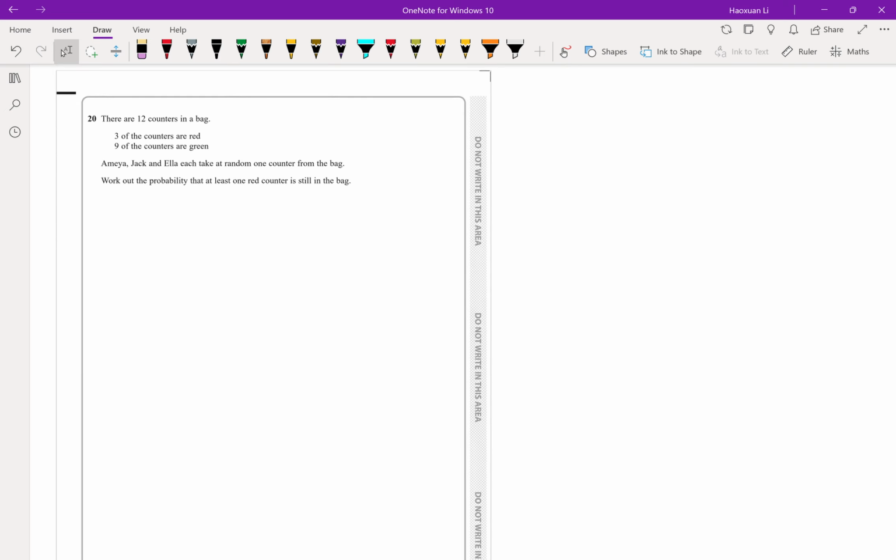Question 20. There are 12 counters in the bag. 3 of the counters are red. 9 of the counters are green. So Amia, Jack, and Ia each take at random 1 counter from the bag. Work out the probability that at least 1 red counter is still in the bag.